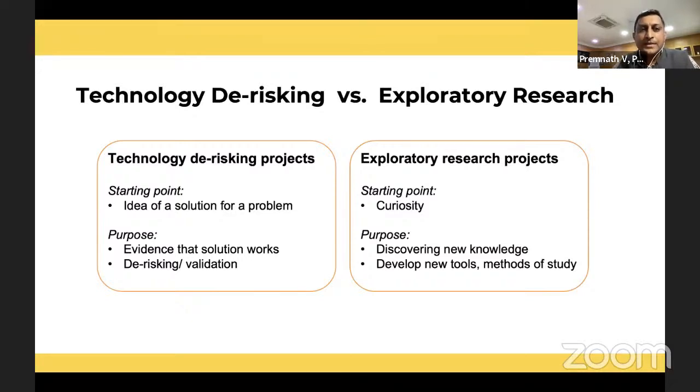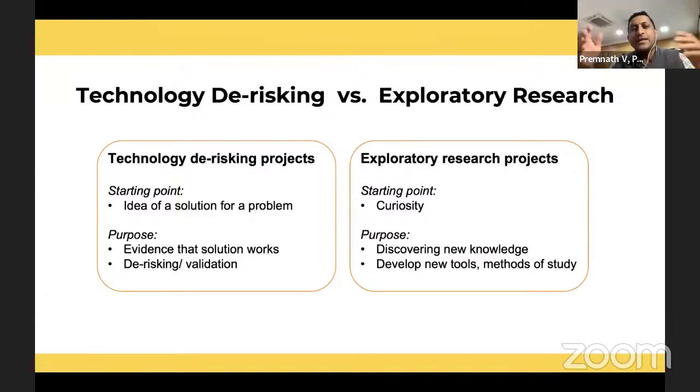Technology de-risking projects, on the other hand, are very focused. Their starting point is usually an idea for a solution to a problem. So always there is a problem, there is a solution to it, and there's an idea that this solution might work for this problem. And the purpose of your exercise, of your experiments, is primarily to generate evidence that the solution works and that you're de-risking it and validating it at different stages. Okay, so that is the objective of a technology de-risking project.